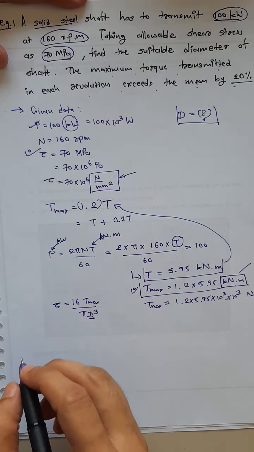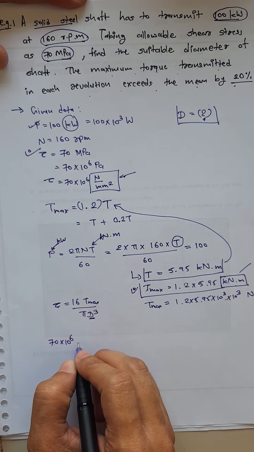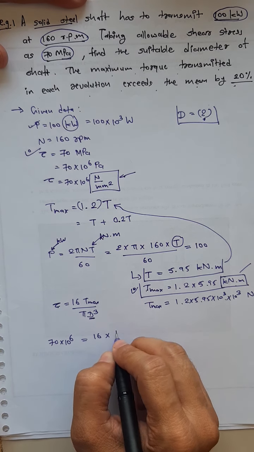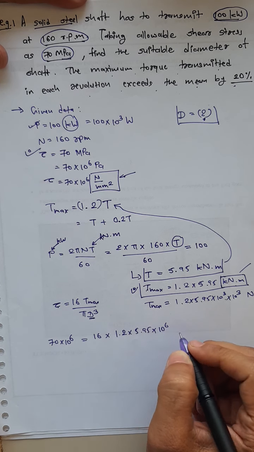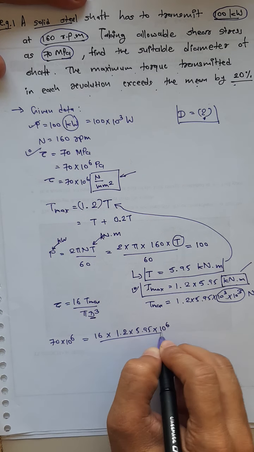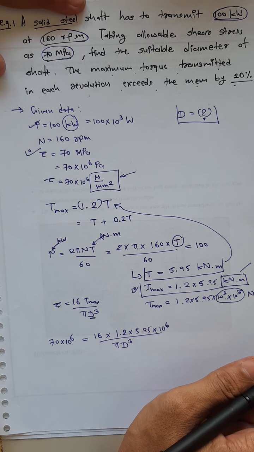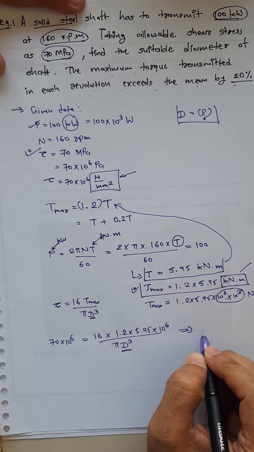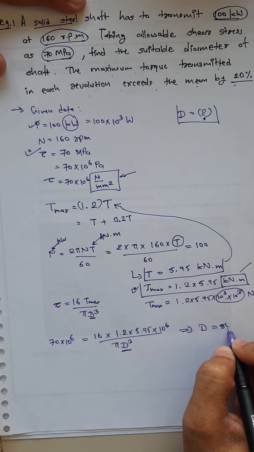Now substitute all the values in here. We get 70 into 10 raised to 6 is equal to 16 multiplied by T max, which is 1.2 into 5.95 into 10 raised to 6, divided by pi d cube. Now you know the only unknown left is this diameter. So from this we get the diameter is equal to 80 mm.